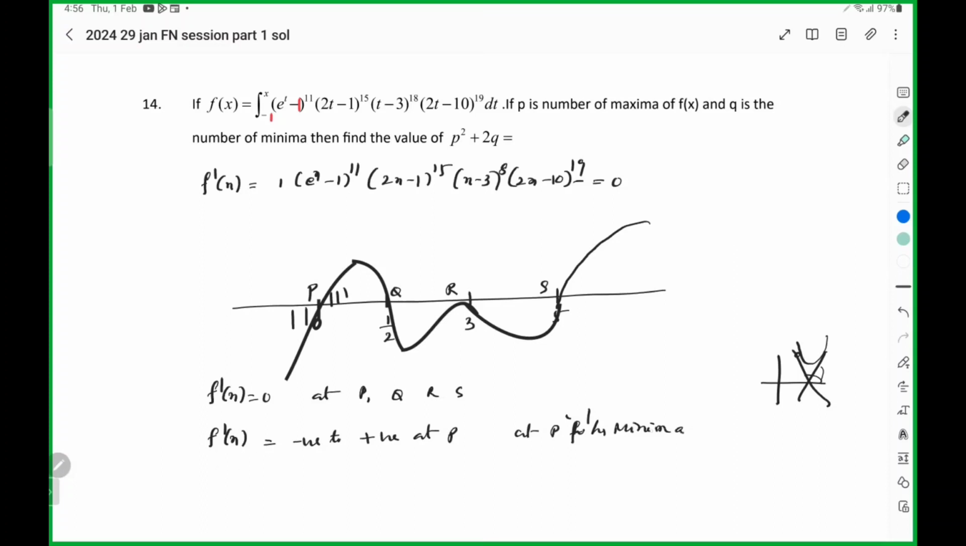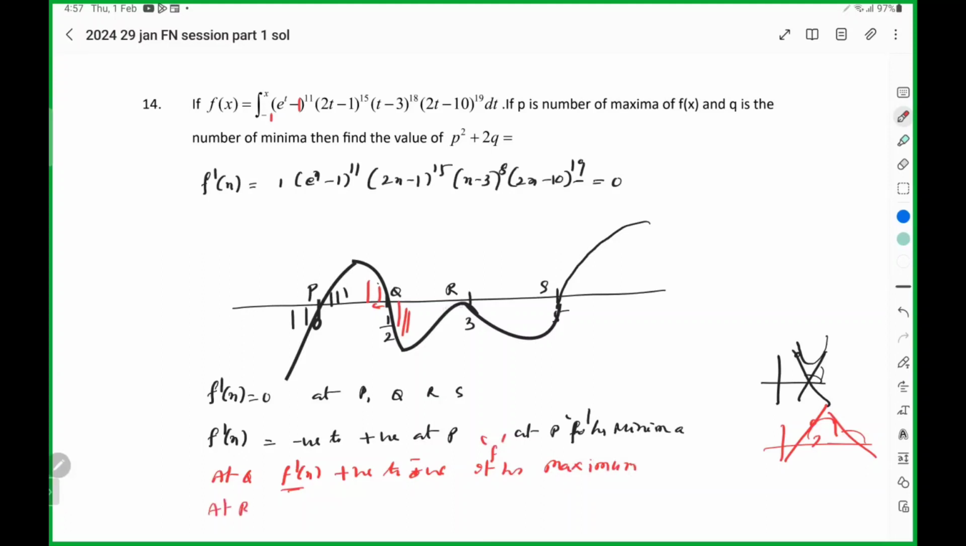At Q, it is positive to negative. F dash x positive, F dash x negative. So at this point positive, at this point negative, obtuse to acute. It means F has a maximum.